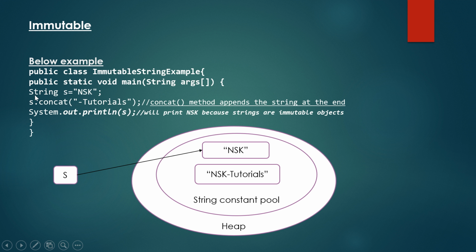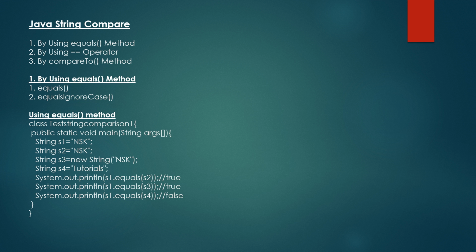Like example, string s is equal to NSK, s dot concatenate of this. I am doing the concatenation, so it will create the new instance, new content here. Whenever I do the print of s, it will print NSK only. When I do s is equal to s dot concatenation of this, it will print NSK tutorial. This is nothing but immutable.